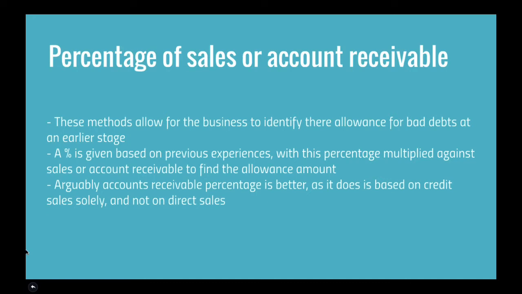of the year. This means that at the end of the year, or the end of the term, if this amount is not equal to this account, it can be adjusted, but it normally gives a good estimate as to how much accounts receivable debt is going to be had. Arguably, accounts receivable percentage is better, as it is based on credit sales solely and not on direct sales.